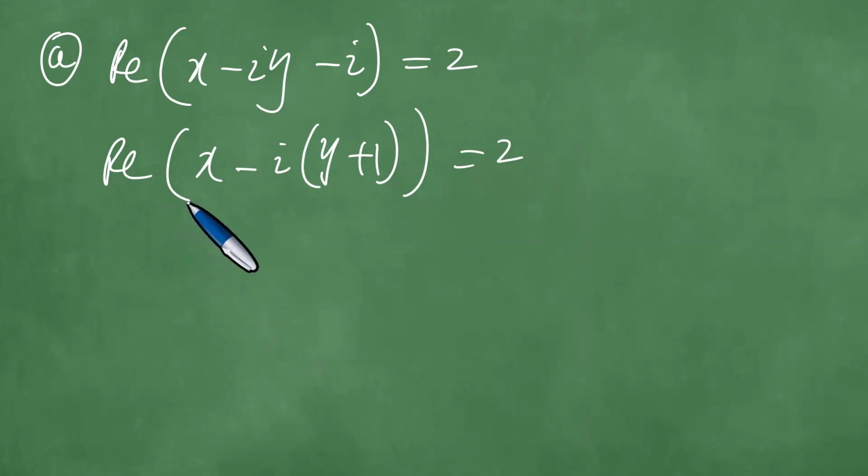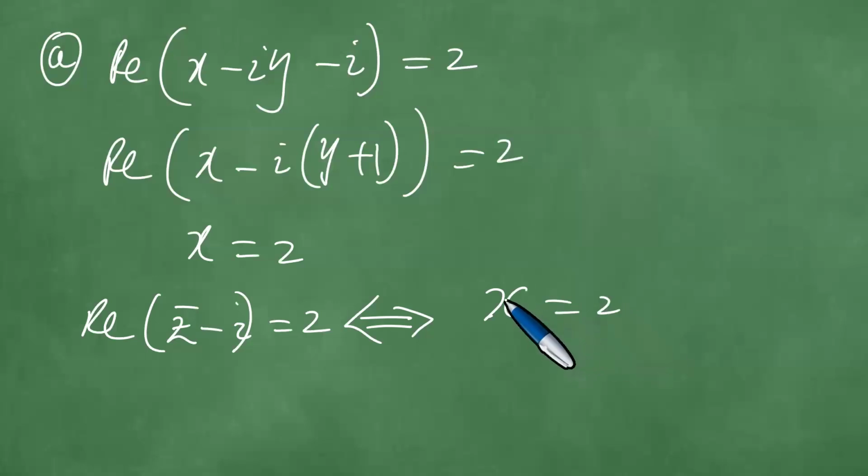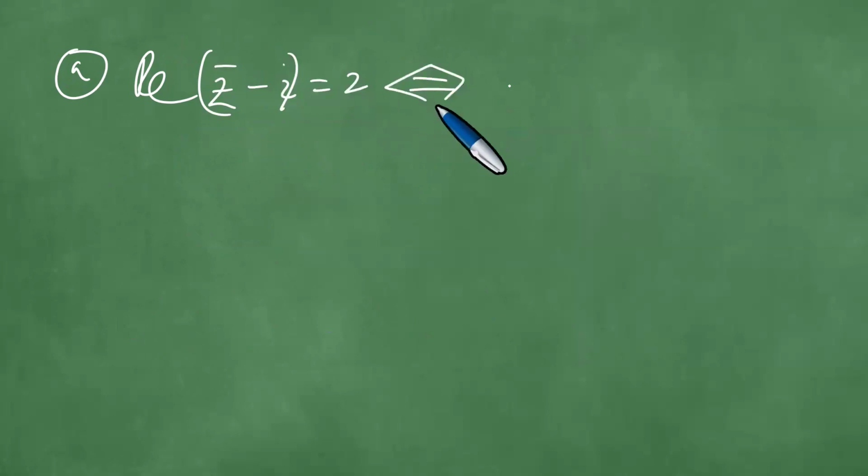Now we want to take the real part. What is the real part of this? Well, the real part of this is only the x. In essence, this means that z bar minus i real part equals 2 is just the same thing as x equals 2. Let us sketch this. How does the graph of this look?